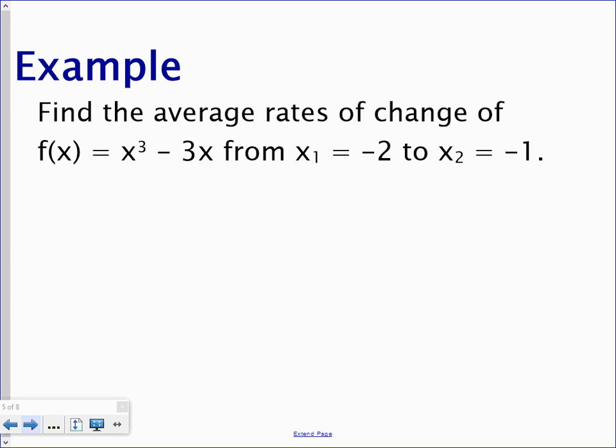The only information that you don't have is the y value. Can you find the y value at those two x's? Plug it in. So for this first one, x sub 1 equals negative 2, I'm going to do f of negative 2.